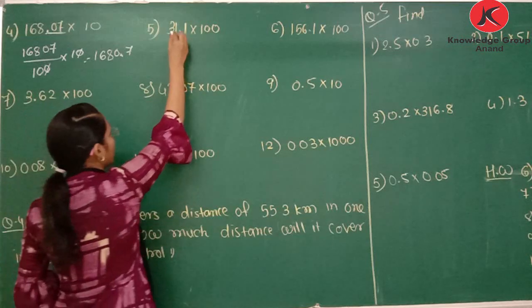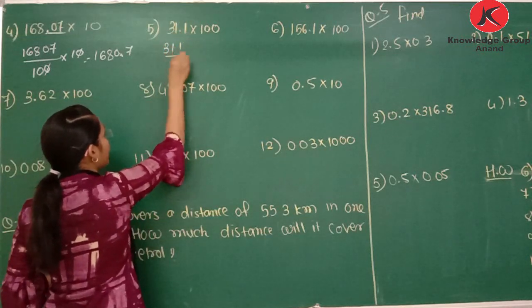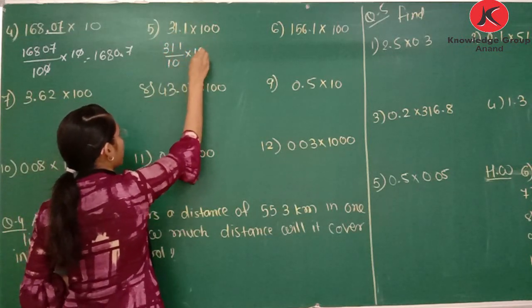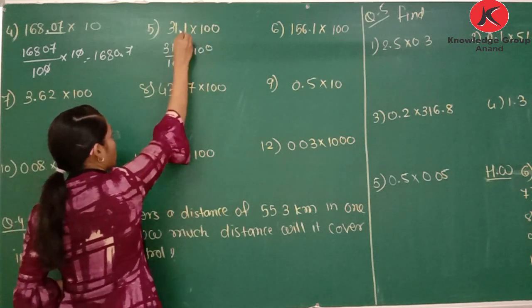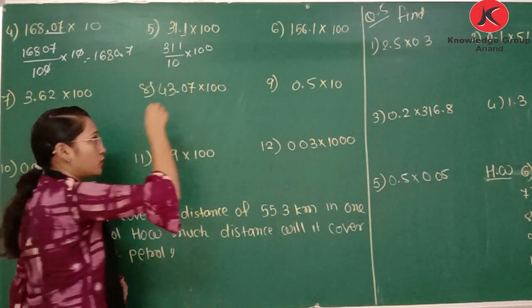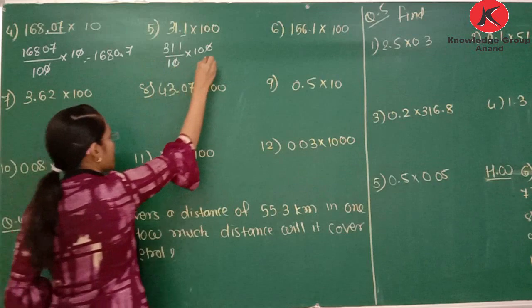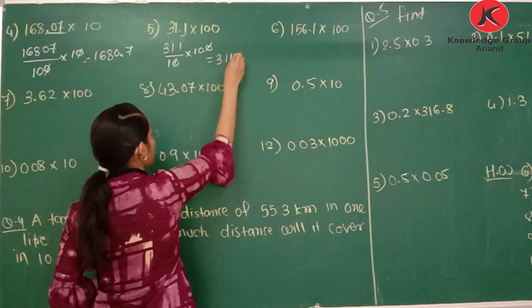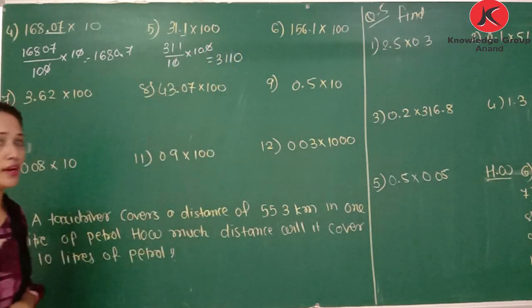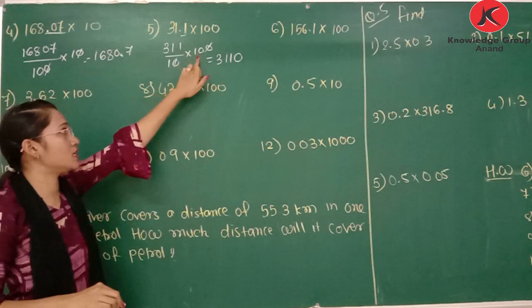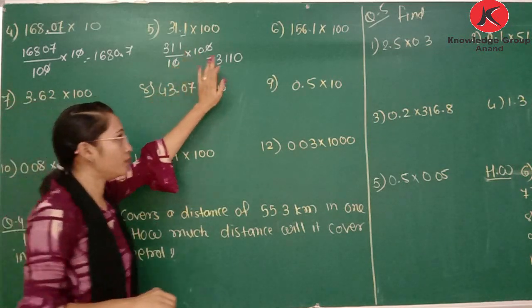Now next one, 311 divided 10 multiply 100. Why 10? Because there is one digit after the decimal point. 10 will be cancelled, so it is 3110. Why? Because 10 is in a multiplication. Clear?